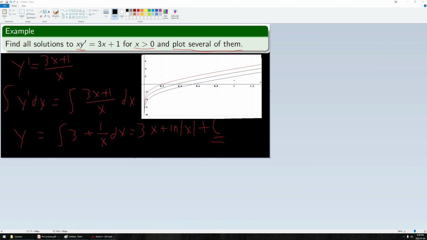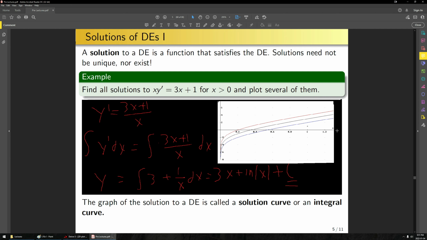Okay, so through the magic of pausing the video, here's a cleaned up solution of this. There's the solution we just did. Note the graph of the solution to the DE is called a solution curve or an integral curve. Integral curve is kind of an older term, but generally speaking, one of the ways that you can try to solve different equations is integration, as you noticed here. So that's just where that nomenclature comes from.